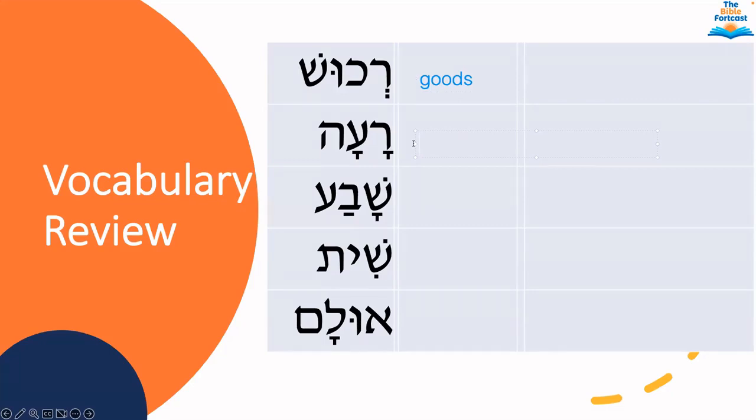Ra'ah. Ra'ah. What's a ra'ah? I know I remember talking about it last week. So there's two different forms. There's ra, which can mean evil, right?